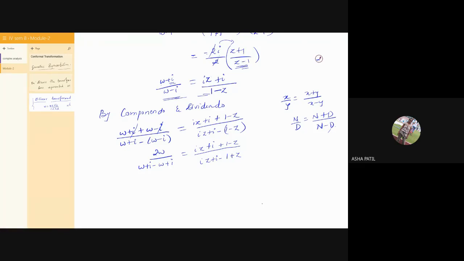So what we have? 2W divided by this. W minus W cancels. We'll get 2 into I plus I, that is, we'll get 2I, that is equal to IZ plus I plus 1 minus Z divided by IZ plus I minus 1 plus Z. Okay. So this we have.